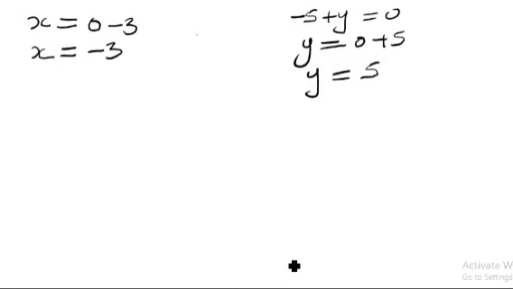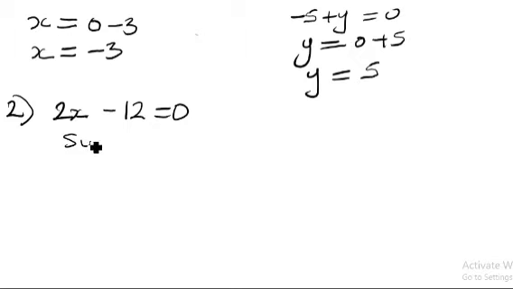Let's take example 2. Let's take another one: 2x minus 12 equal to 0. Solution. Here you have a variable and a constant, and then 0 in the right hand side.